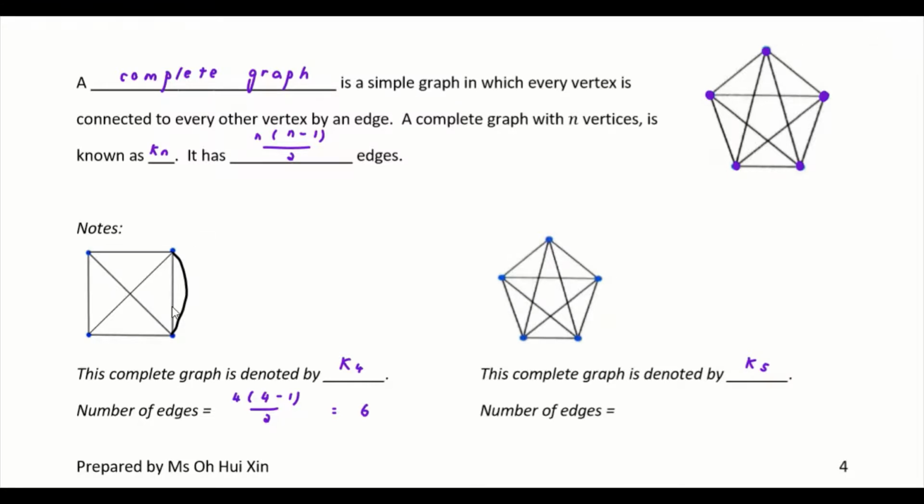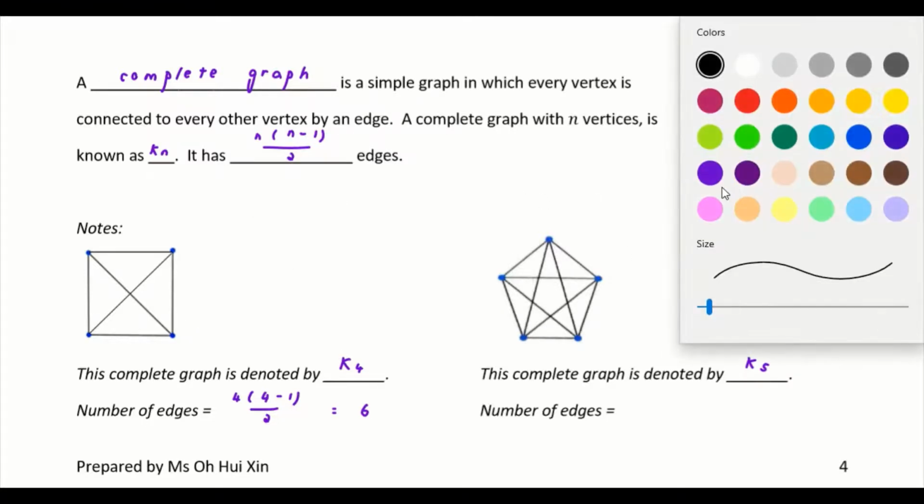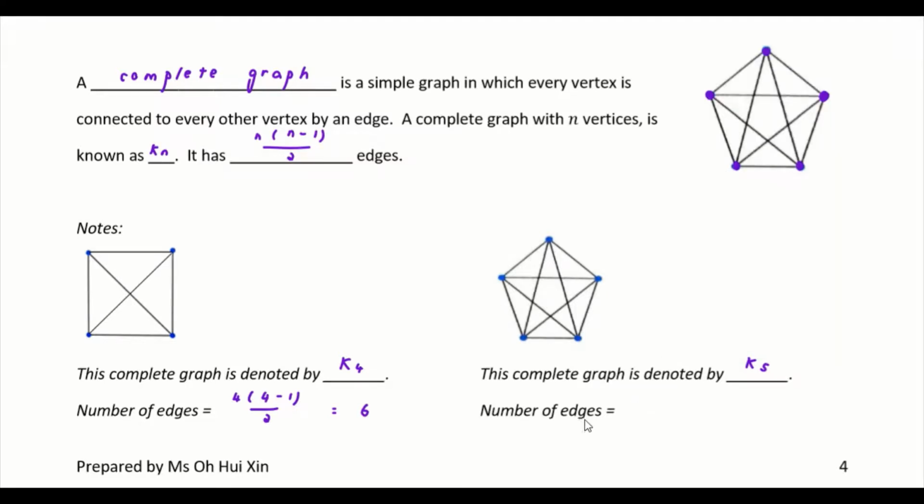So that's why if, let's say, you have multiple edges or a loop, then it's not considered a simple graph anymore. That's why a complete graph with 4 vertices will always have 6 edges. Okay, so let's look at K5. If it's K5, then the number of edges will be equal to 5 times (5 minus 1) divided by 2. So 5 times 4 divided by 2, which is 20 divided by 2, we get 10.